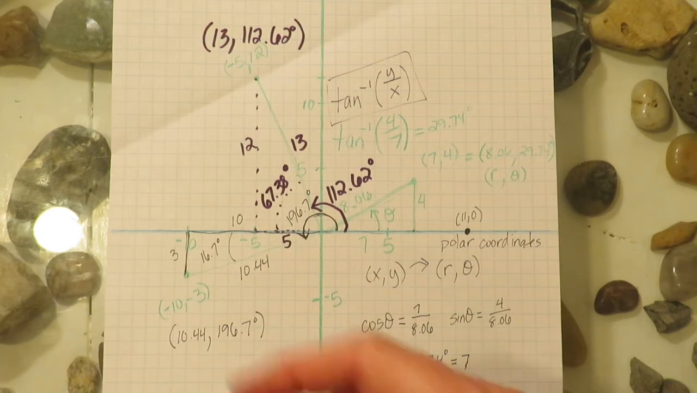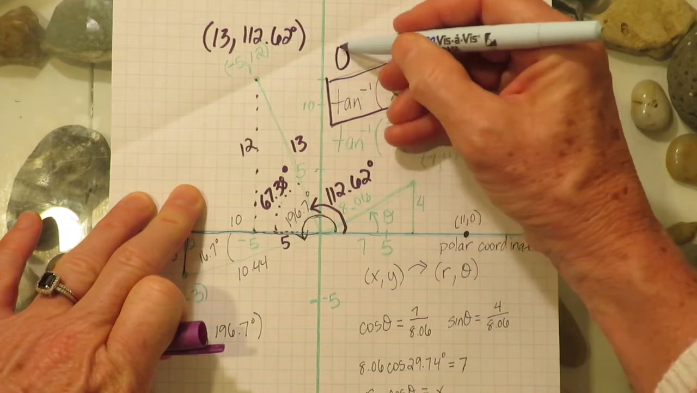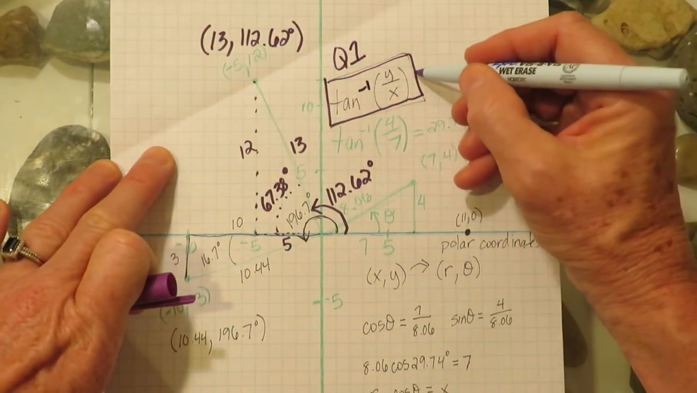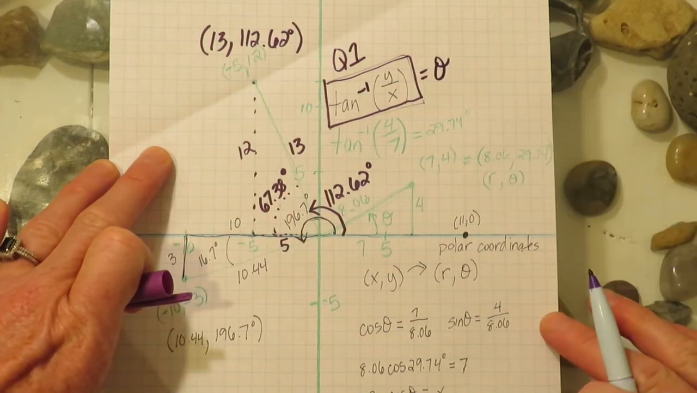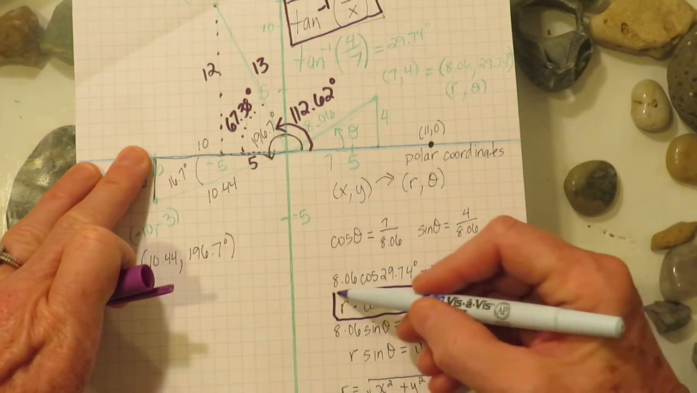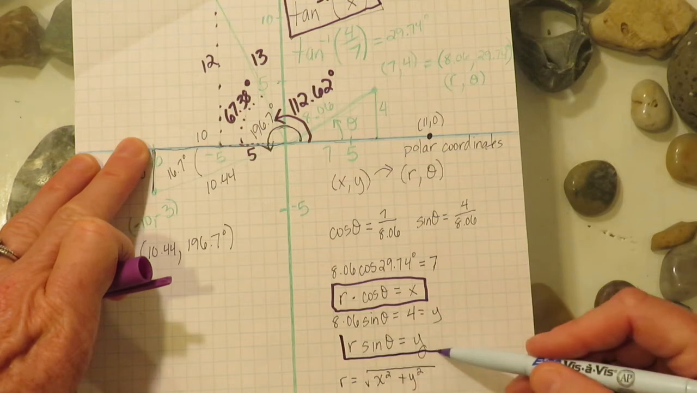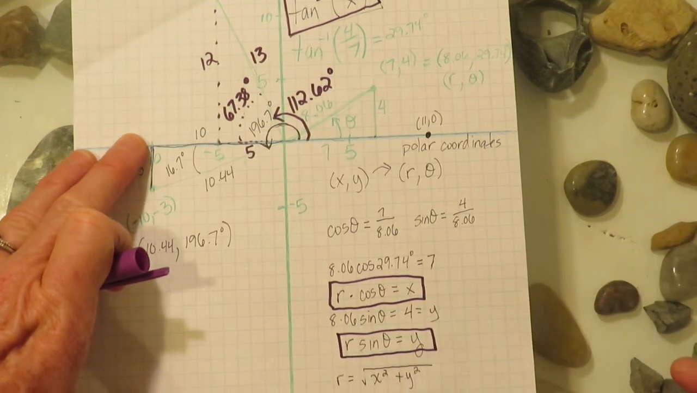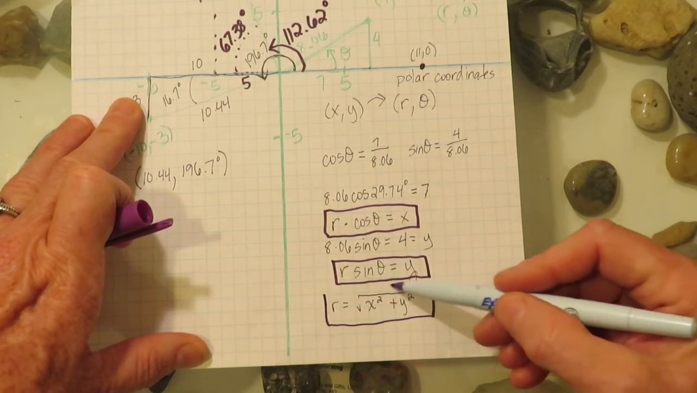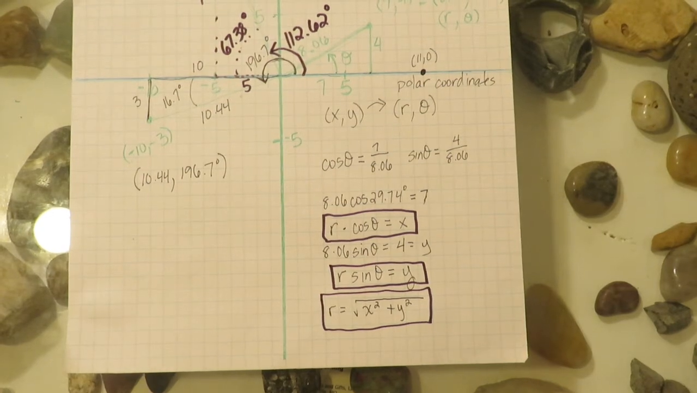Okay, so we do have these relationships. If you are in quadrant 1, then this will be true, that inverse tangent of y over x gives you your theta. And it's always true, no matter what quadrant, that x is equal to r times cosine of theta and y is equal to r times sine of theta. That is always true if you get the right angle. And it's always true that your radius is equal to the square root of x squared plus y squared.